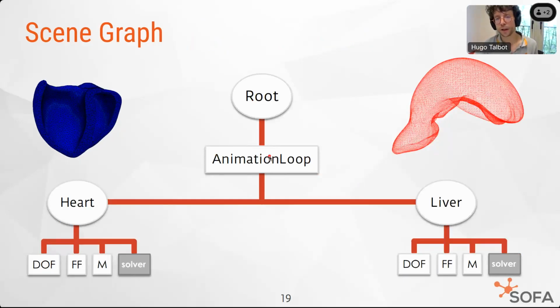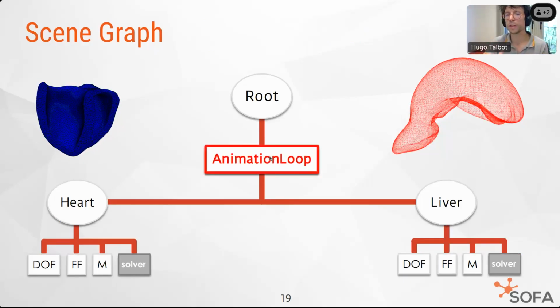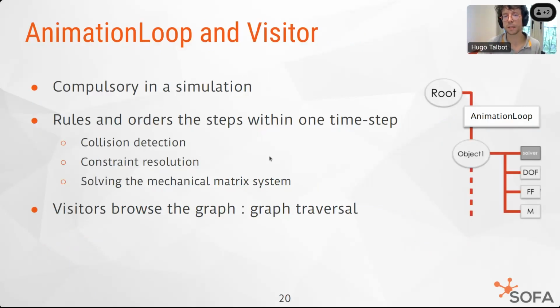The second specificity of SOFA is the fact that we define what happens within one time step using a so-called animation loop. The animation loop is basically the cycle of computation of one time step, as simple as that. It rules and orders the steps to be computed within one time step. When to compute the collision detection if there is some, when to compute the constraint resolution if there is some, when to solve the mechanical system that we are defining as a scene graph. This is the second principle of SOFA.